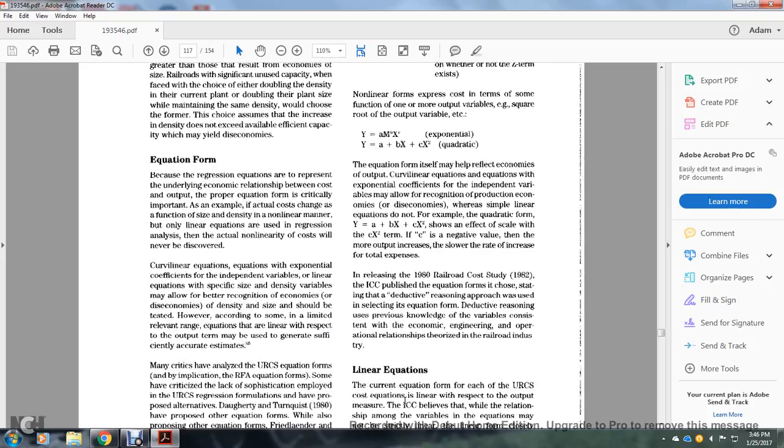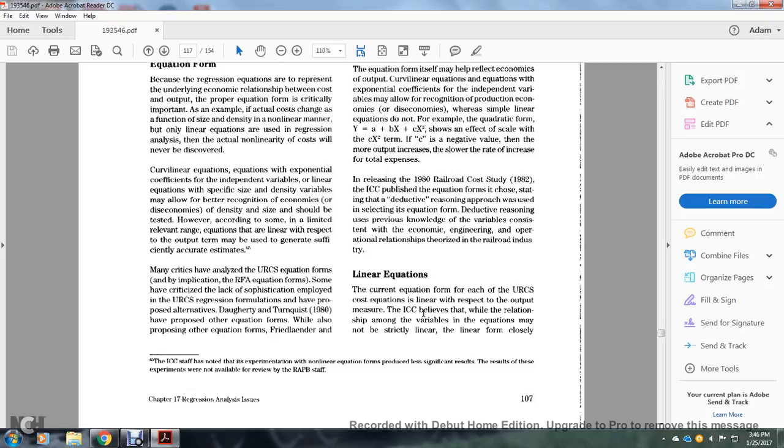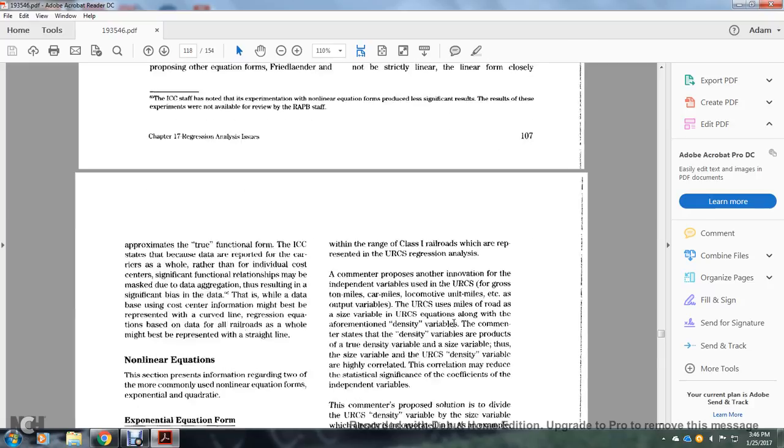In the 1982 railroad cost study published in 1980, the equation form chosen was stated, and deductive reasoning was used in selecting it. The deductive reasoning used previous knowledge of the variables, consistent with the economic engineering of the operations and relations that arise related to the industry. The uniform railway costing equation is linear with respect to the output measurement. The Interstate Commerce Commission believes the relationship among the variables may not be strictly linear, but the linear form closely approximates it.